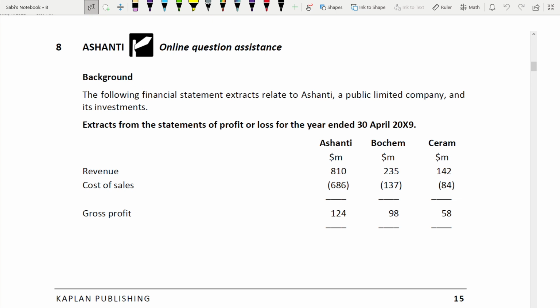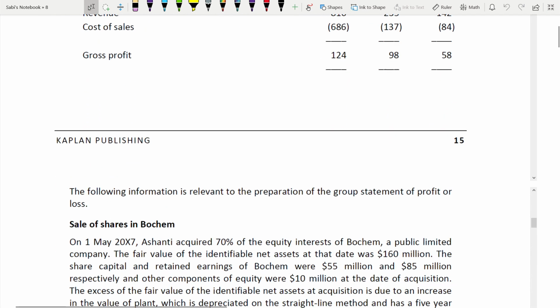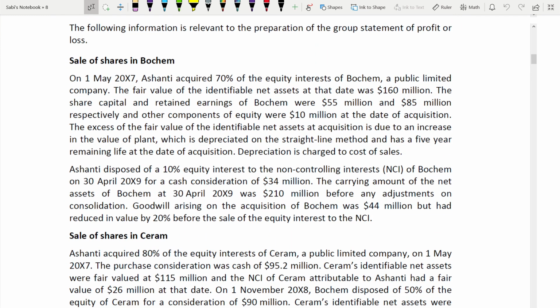As you can see, you have been given the extracts of the statement of profit or loss of three companies. Sometimes you might be given three companies, not two. Sometimes both of them might be subsidiaries, sometimes one might be a subsidiary and one might be an associate. It's like that. So, sales of shares in Bokum and Serum. This is like a disposal of two companies, right?